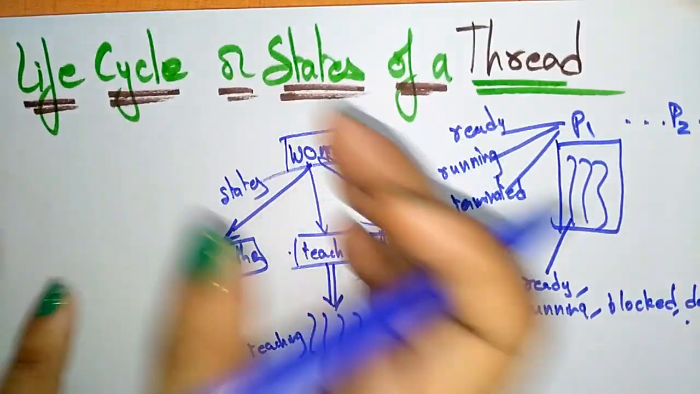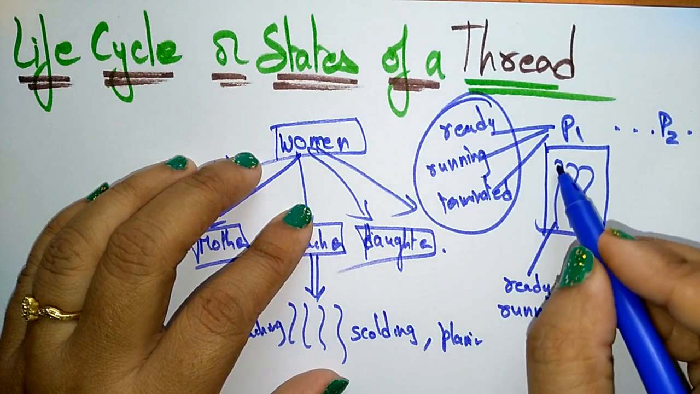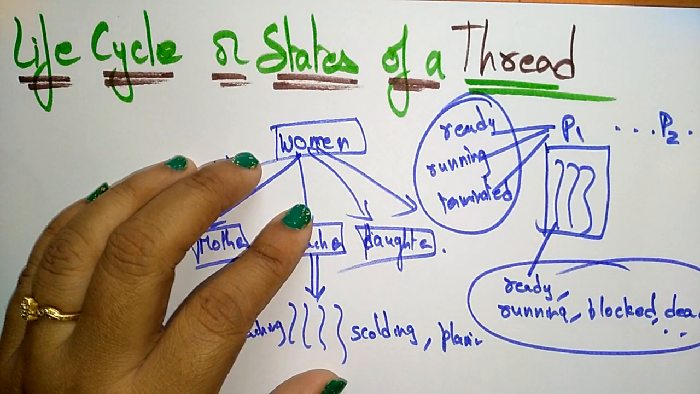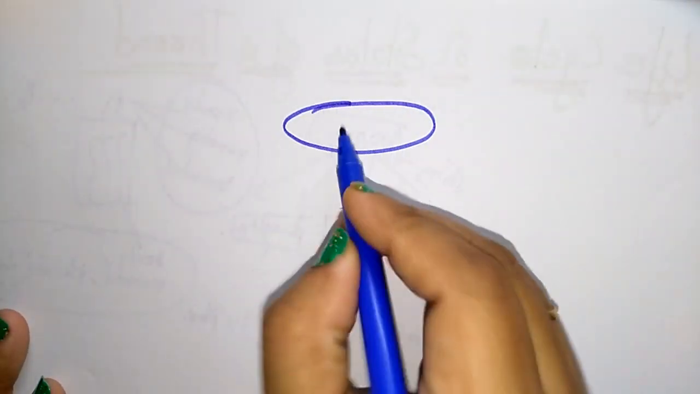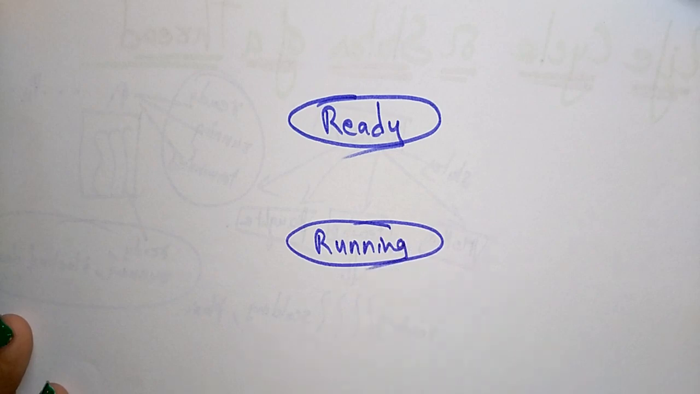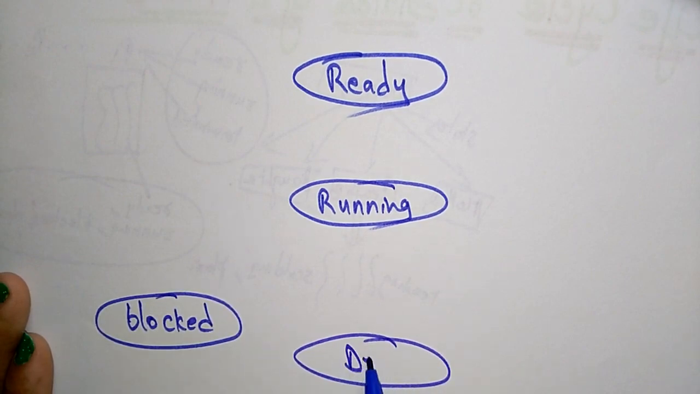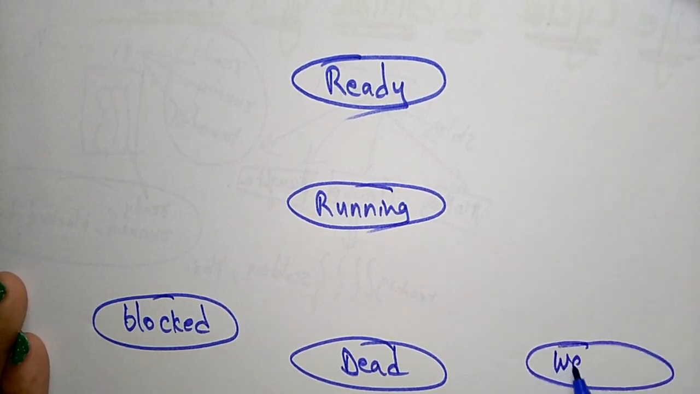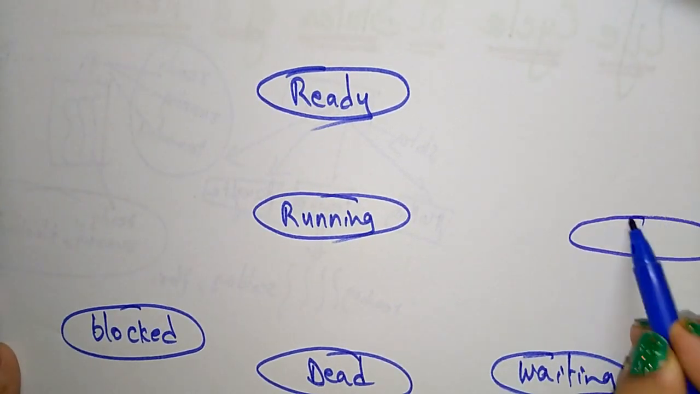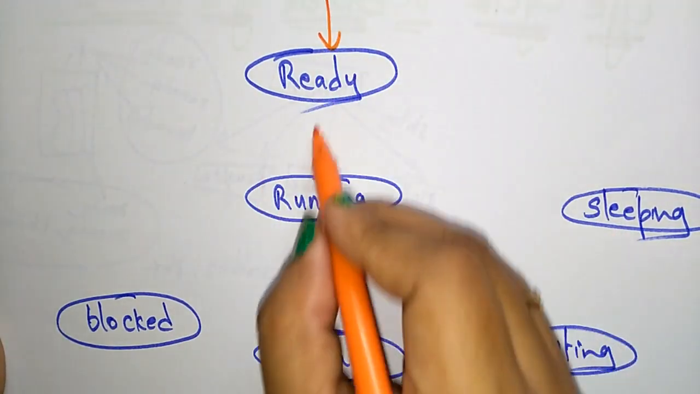Whatever process you have taken, each process has some states. In the same way, the thread also has different states. So let me explain the states, the life cycle of the thread. The different states present in a thread are the ready state, running, blocked, dead state, waiting state, and sleeping. These are the different states that are present in the thread.